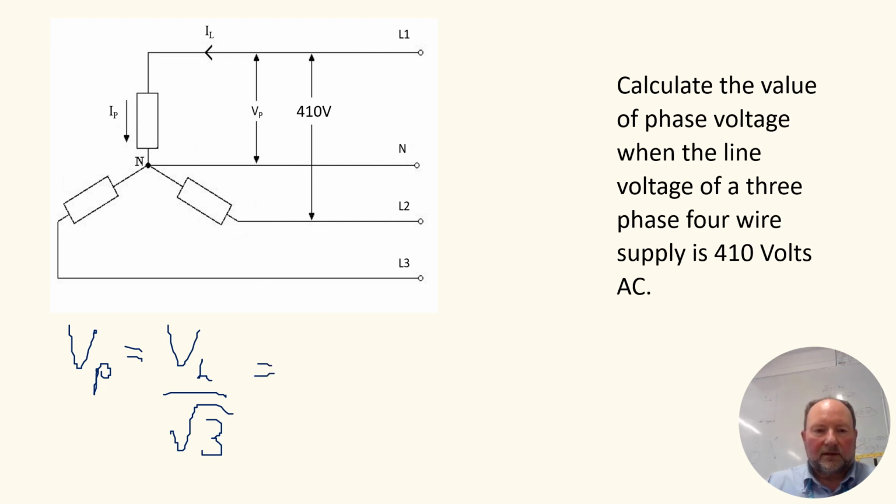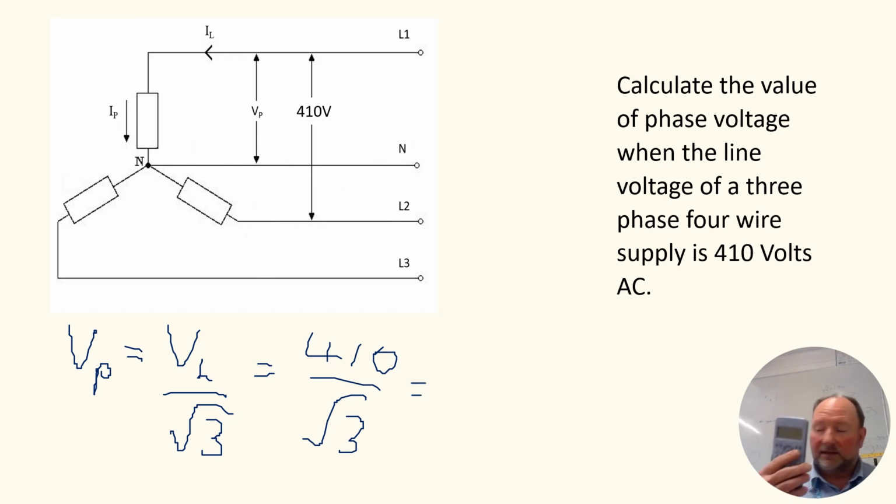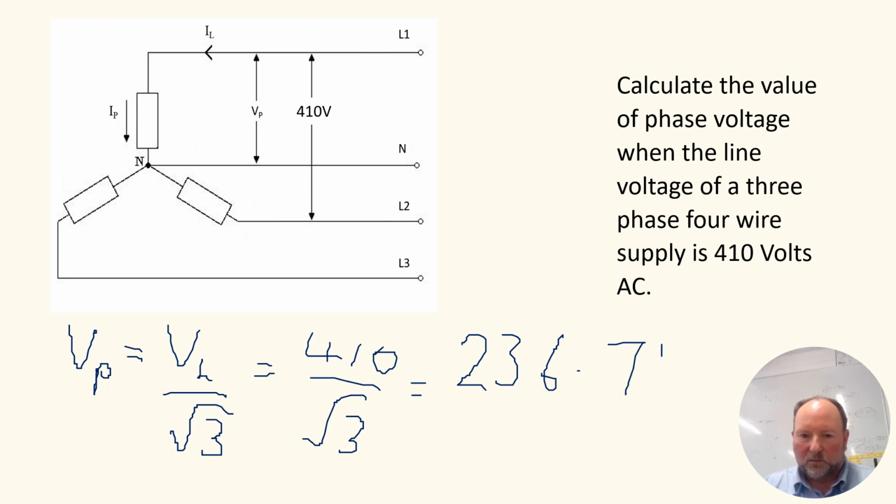Now then, let's put the values in. So it's 410 divided by the square root of 3. Let me grab my trusty calculator and do the sum very quickly. We're doing this live. So it's 410 divided by 3 square rooted, and I get, hope you did as well if you're following along, 236.71 volts.